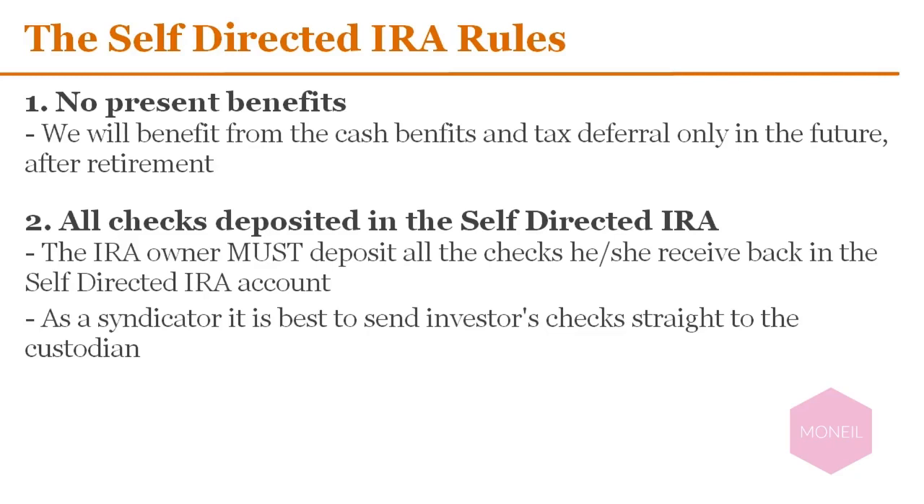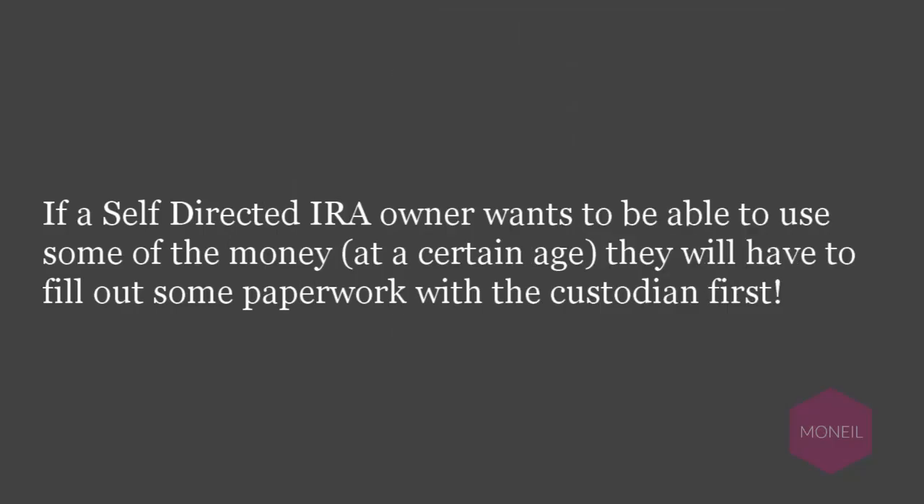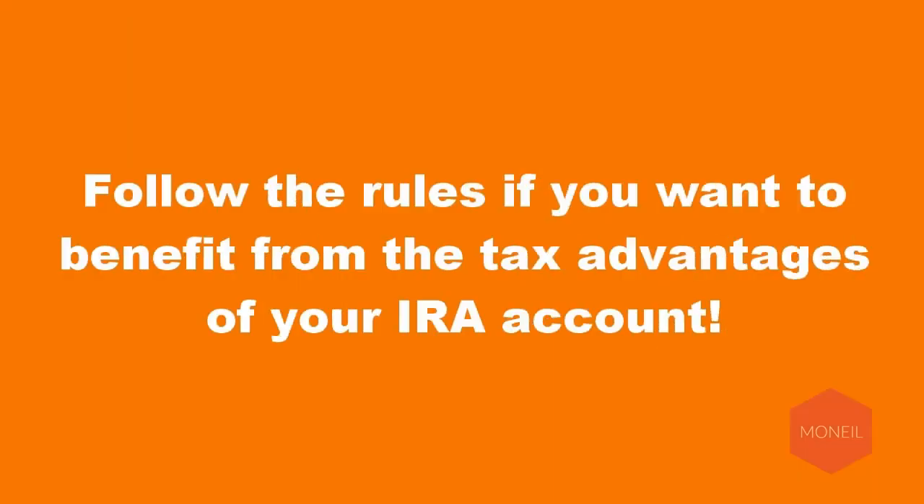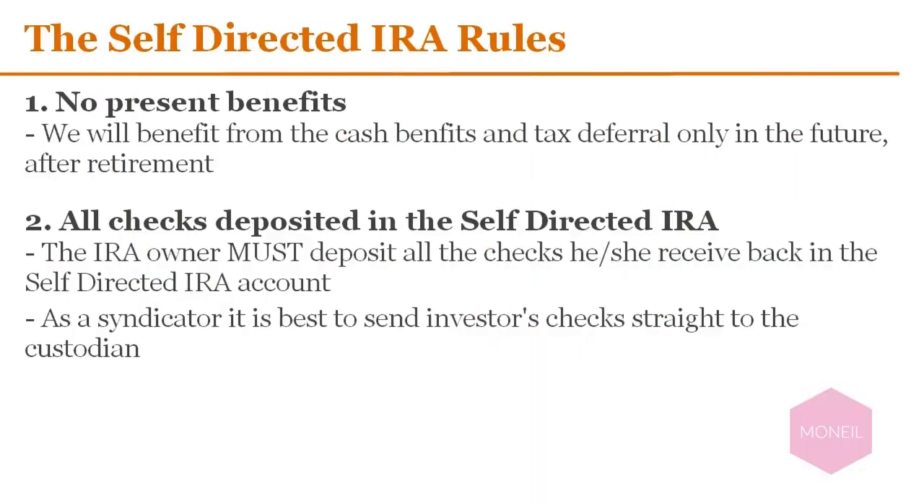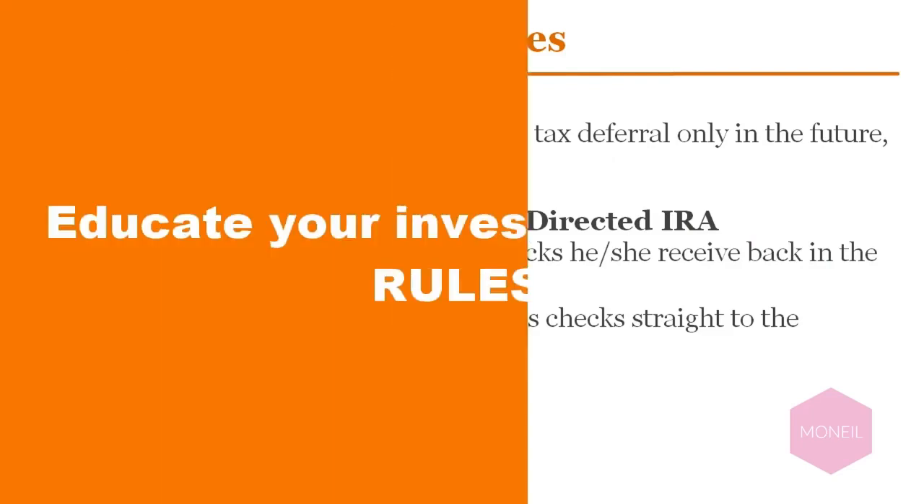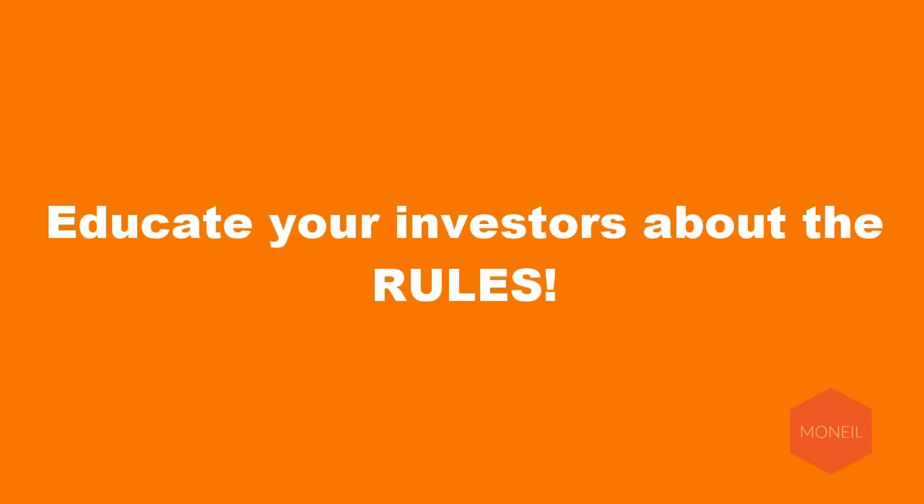And there is paperwork to be filled out. If the investors would like to get cash flows after a certain age, then they need to fill out paperwork with the custodian companies. If you don't follow the rules set forth by the Internal Revenue Service, you can jeopardize the tax-deferred status of your account. This could lead to the disqualification of the IRA and severe tax consequences. So please do mention that to your investors.